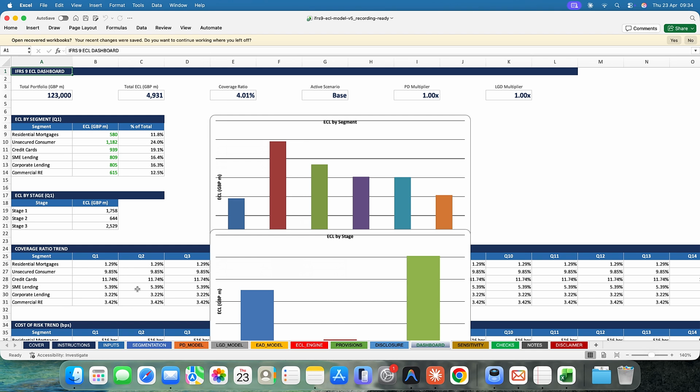Honestly, if your ECL is currently calculated in 5 tabs that mostly agree, this is the replacement. One integrated file, full PD, LGD, EAD stack, 3-stage staging, IFRS 7 ready.